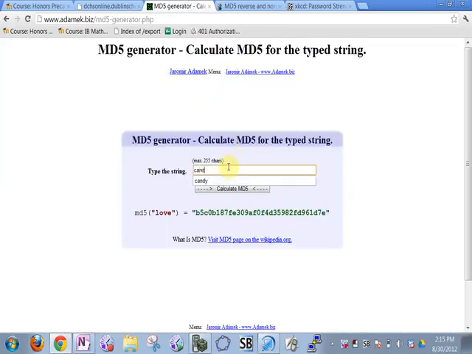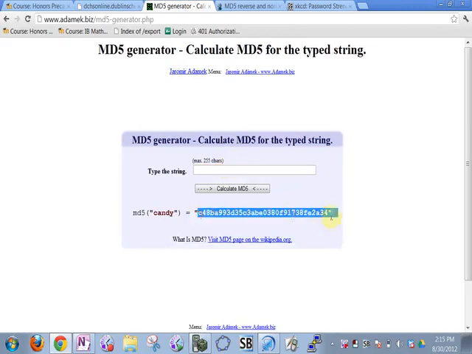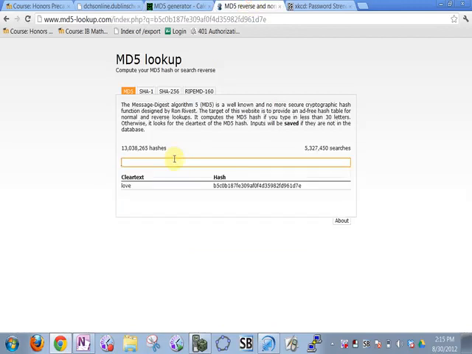This one's interesting. Candy. Think that's one of the 13 million? It is not. What? Are you kidding me? 13 million and candy isn't one of them? It just blows my mind. That's my password. But 13 million seems like a lot, but the reality is that's not a lot, you know.